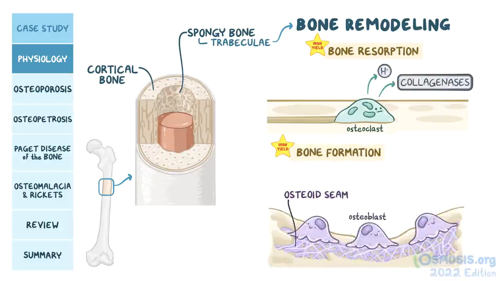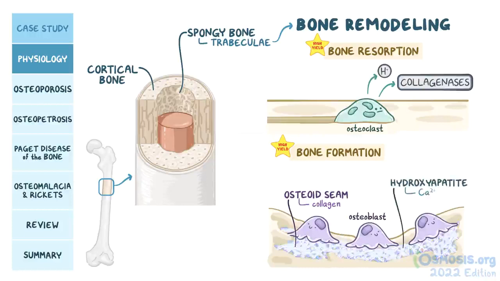Osteoid seam is mainly made up of collagen, and it acts like a scaffold upon which hydroxyapatite, a combination of calcium and phosphate, deposits. Bone formation requires an alkaline environment, which is why bone cells often produce alkaline phosphatase, an important marker of bone cell activity.